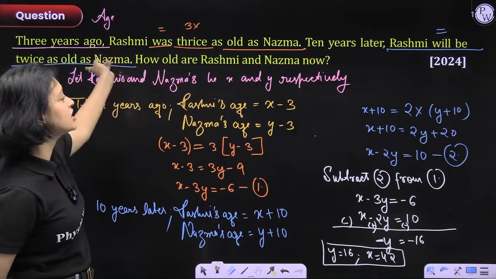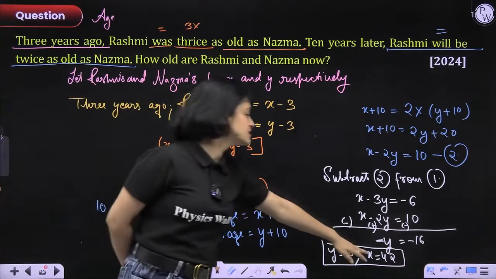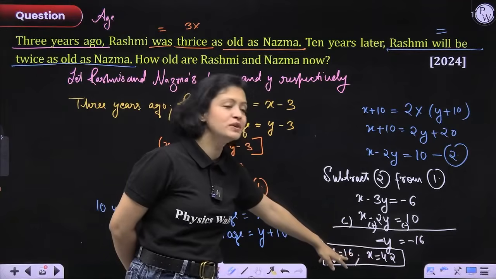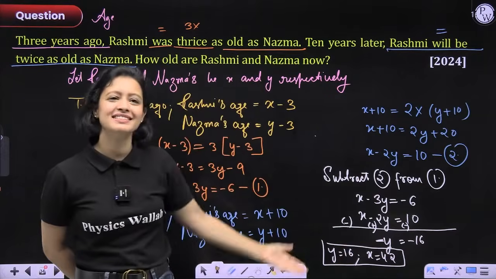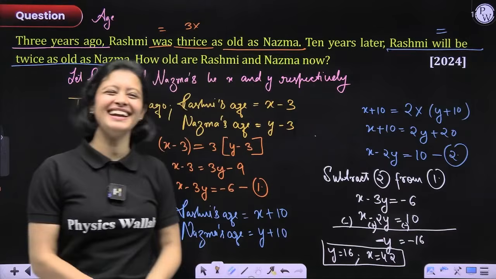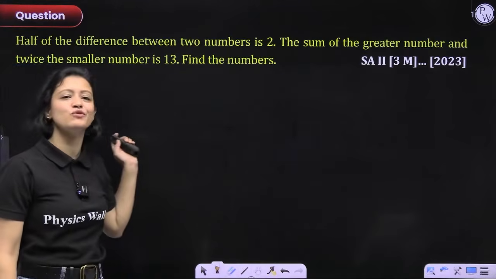10 years later, Rashmi's age would be twice. So 10 years later, this would be 52 and this would be 26. So 26 into 2, 52. Yes. So yes, this is holding up. This is good to go, right? So yes, with that, let's move on to another problem.